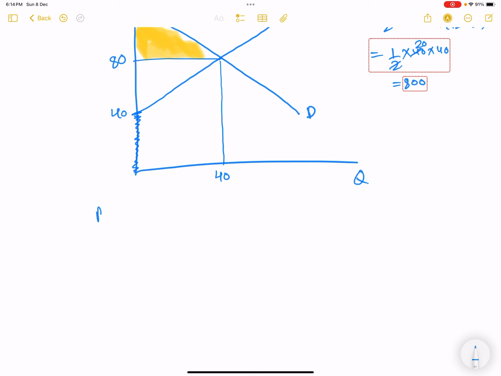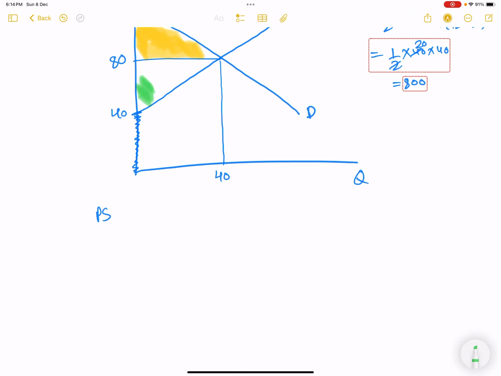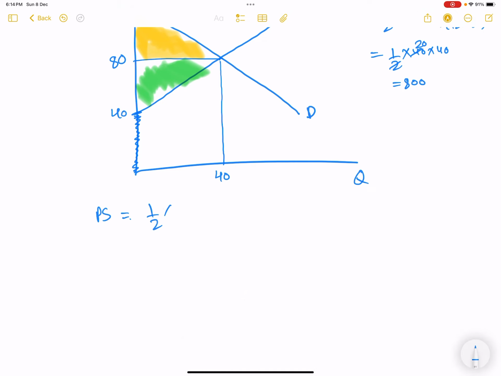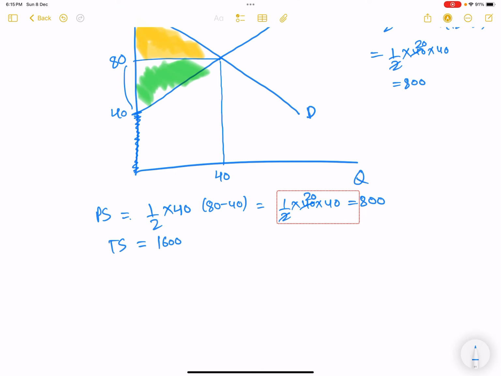Now looking at the producer surplus, this is the shaded area in green. This is the area above the supply curve and below the price level. So the producer surplus becomes half into base, which is 40 in this case, and then height, which is 80 minus 40, which is still 40. So we get half into 40 into 40, which equals 800. The total surplus would be 800 plus 800, which comes out to be 1600.